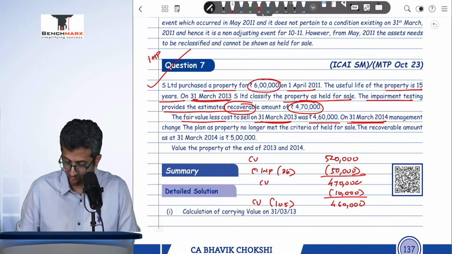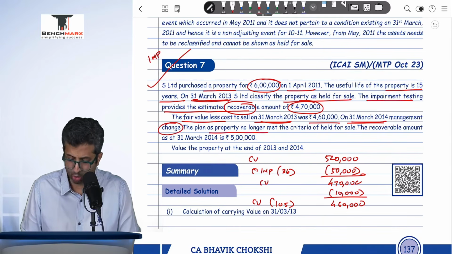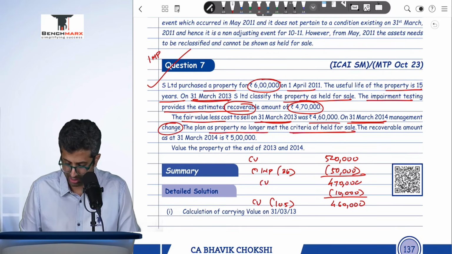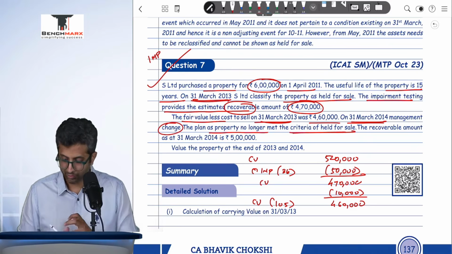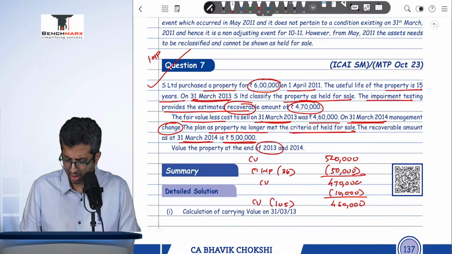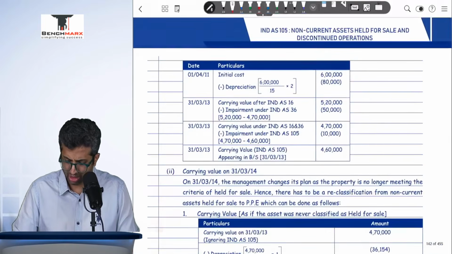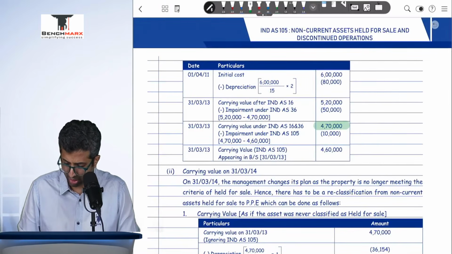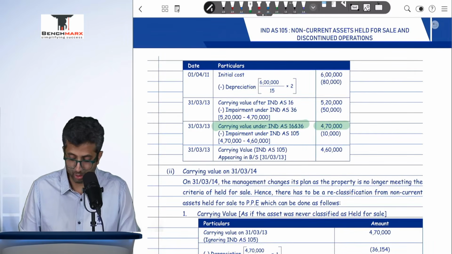On 31st March 14, that's a year later, management changes the plan as the property no longer meets the criteria as held for sale. Management changes the plan. The recoverable amount as on 31st March 14 is 5 lakhs. Calculate the value of the property at the end of 2013-14. So when you look at the end of 2013, you reached 4,70,000. This will be the carrying value after applying Ind AS, compare it with the fair value less cost to sell, and hence there will be an impairment under 105 of 10,000. So this comes down to 460.